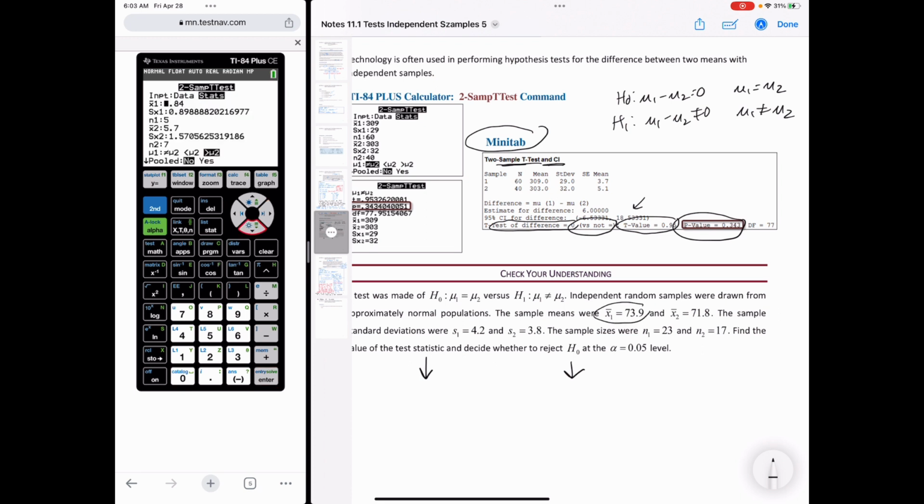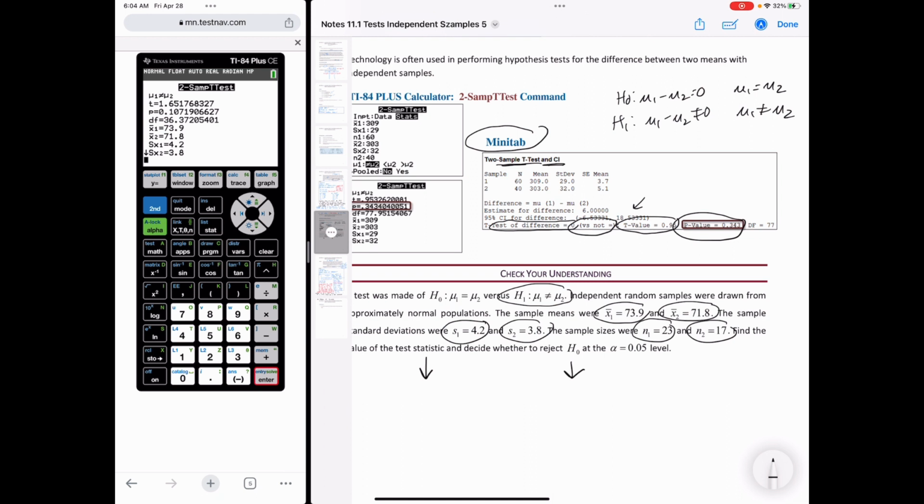X bar 1 is 73.9. Now I want S of 1. S of 1 is 4.2. N of 1 is 23. Just be careful because you see how I'm all over the place. X bar 2 is 71.8. S of 2 is 3.8. N of 2 is 17. And my alternate hypothesis is not equal to. It's two-tailed. Remember, if I had to interpret P, you're not going to have to here, but if I had to interpret P, it's two-tailed. It's different. Okay, and then I'm going to calculate it.